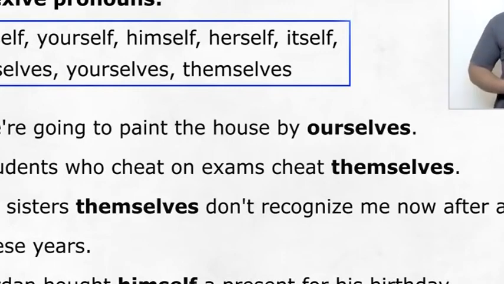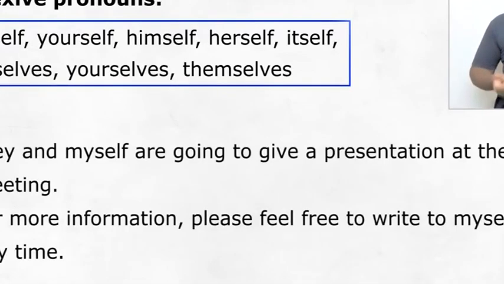Now take a look at these sentences. Joey and myself are going to give a presentation at the meeting. For more information, please feel free to write to myself anytime. Now you might even hear a native speaker say these types of sentences, but both of these are actually wrong. Can you say why they're wrong?